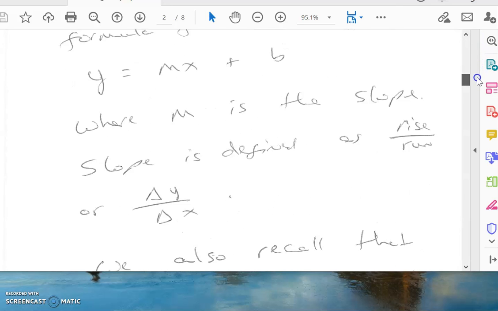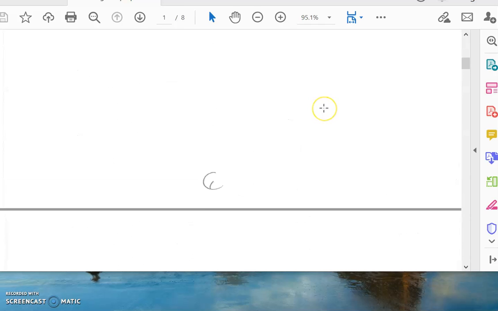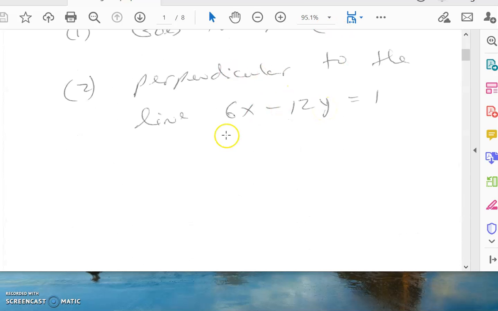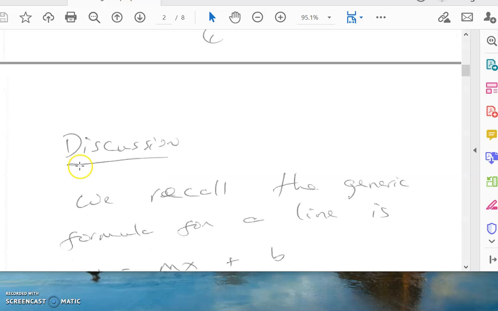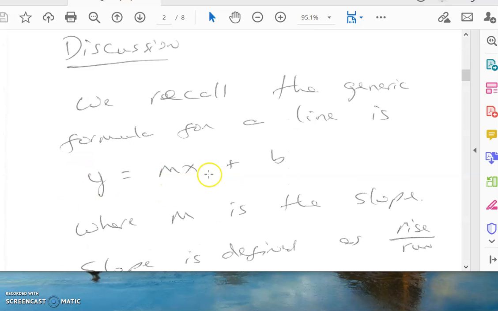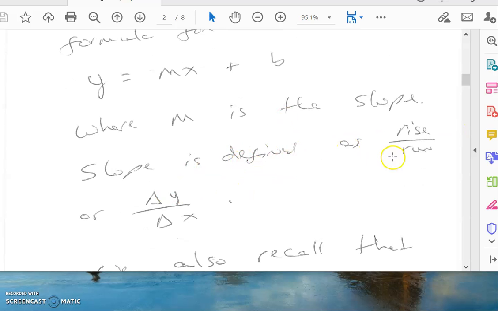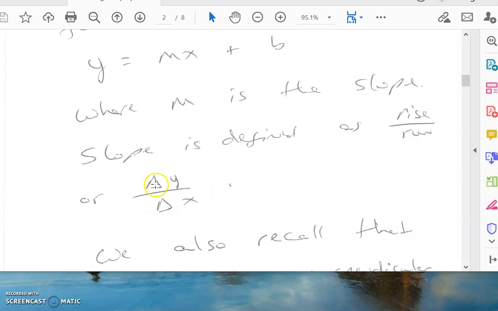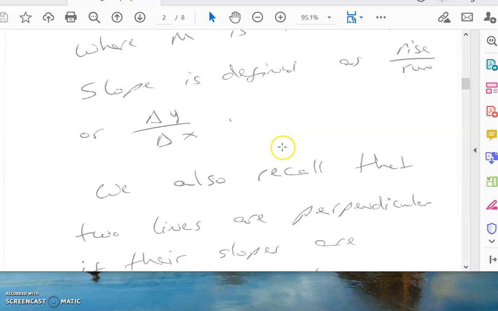All right, so let's go back up here. Okay, so those are the two conditions. In order to do this problem, I'm going to put everything in the standard format, y equals mx plus b, where m is the slope. Remember what slope is. Slope is defined as the rise over the run, otherwise known as delta y over delta x, the change in y over the change in x.